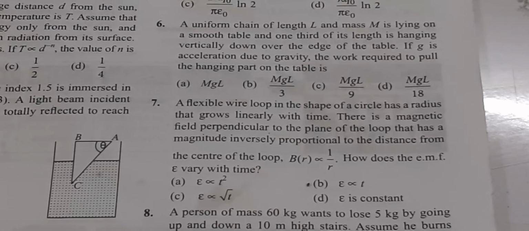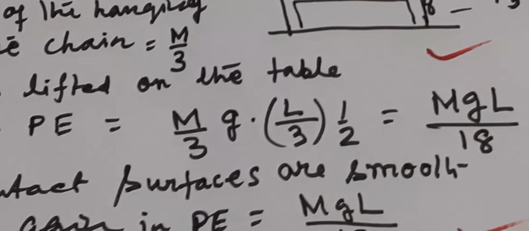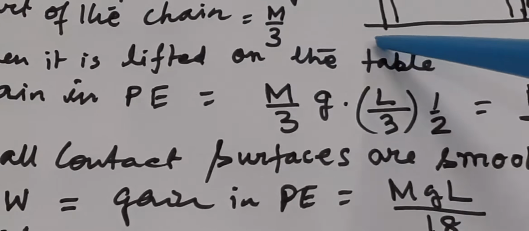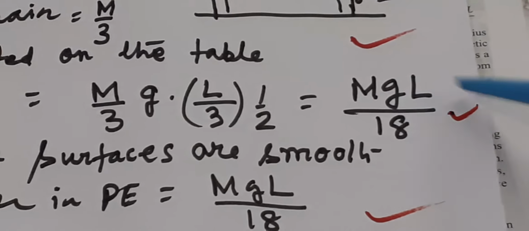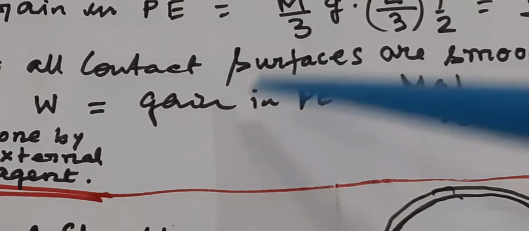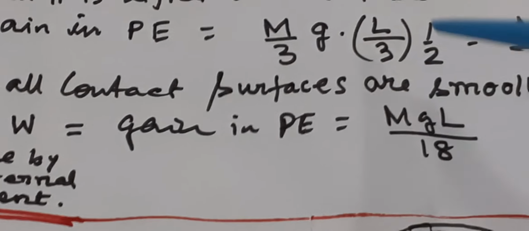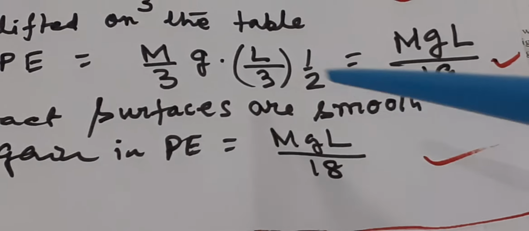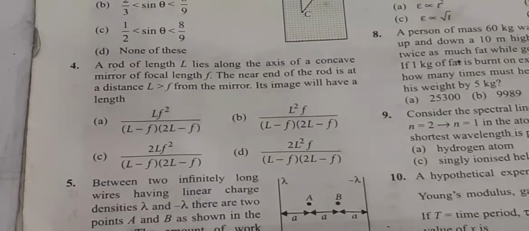That will be done by an external force on the chain, and the work done by that external agent will be mgL by 18. You can see this solution. This chain is lifted, 1/3 is hanging, the mass will be m by 3, and the potential energy gain will be mgL by 18, and the work done is due to an external agent. An external agent is required to lift this chain, it cannot go up itself, so that is to be noted. So mgL divided by 18 will come. Now come to the next job.